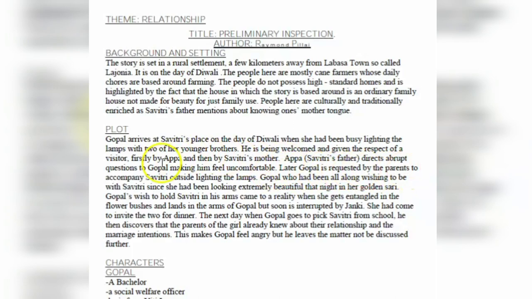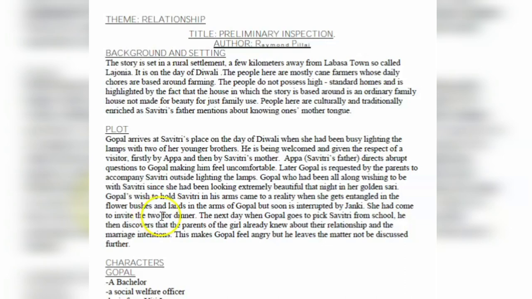Gopal had been wishing all along to be with Savitri since she had been looking extremely beautiful that night in her golden sari. Gopal's wish to hold Savitri in his arms comes true when she gets entangled in the flower bushes and lands in his arms, but they are soon interrupted by Jenki, Savitri's older sister. She had come to invite the two for dinner.